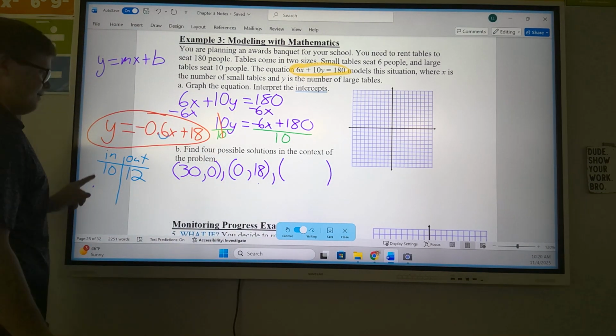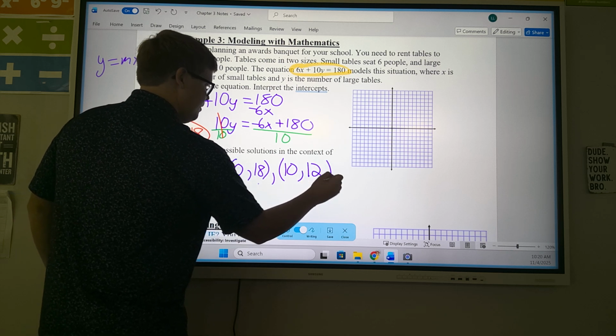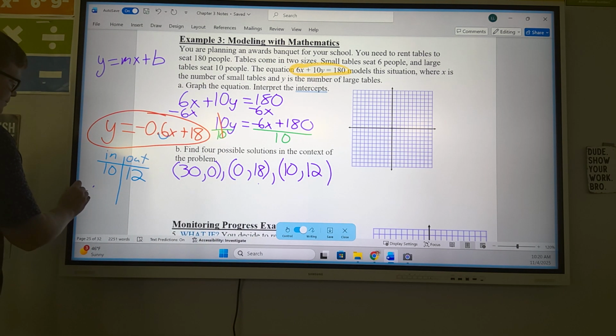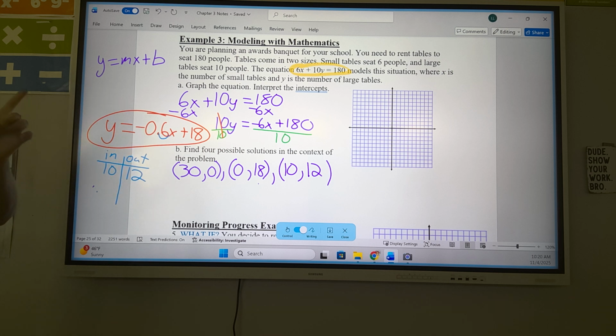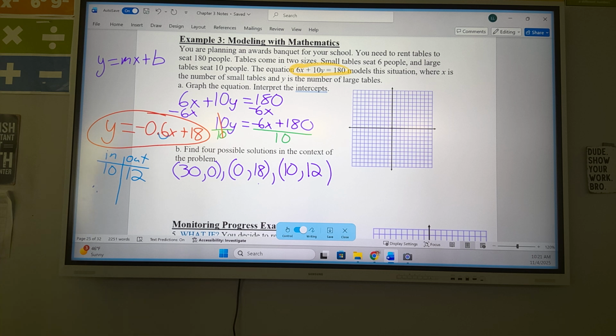We know that we can have 10 small tables, 12 large tables. Okay, let's do one more. There's tons of different options. I mean, you're not just going to get to one solid answer. If you were to say, I'm going to keep plugging in until I get another solid number, that's totally fine. You can come up with different answers. You don't have to have the answers that I have. As long as you can plug these back into our standard form equation and still get 180 out of it, it's going to be right.